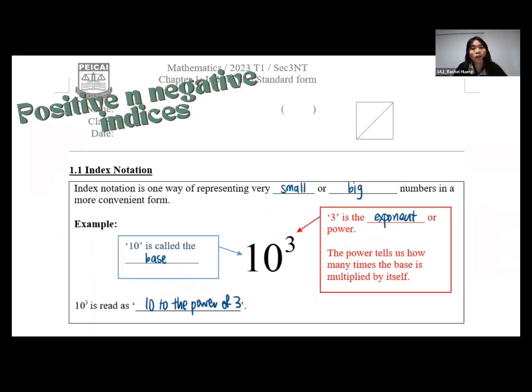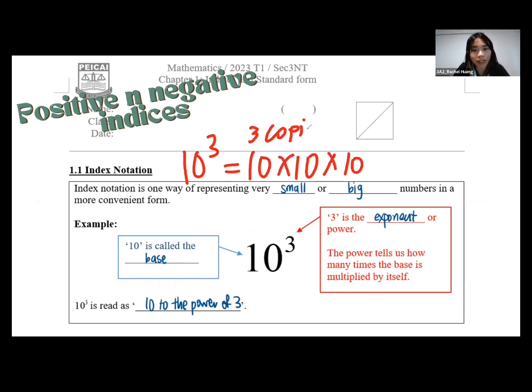Okay, so for positive and negative indices, if I have 10 to the power of something, or in this case 10 to the power of 3, it is the same thing as 10 times 10 times 10, which is 3 copies of 10. So the power means the number of copies. Then what about the negative indices?